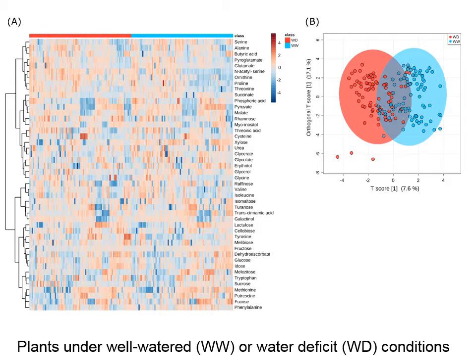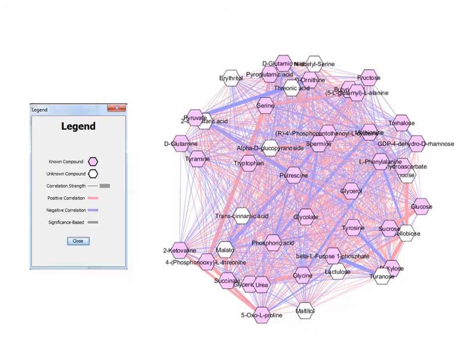What this graph is saying is that it's taking all of this information and providing your answer: yes, the water deficit condition has changed the metabolism of these plants. But with only this information, we still don't know why. And then you can go to the networks.